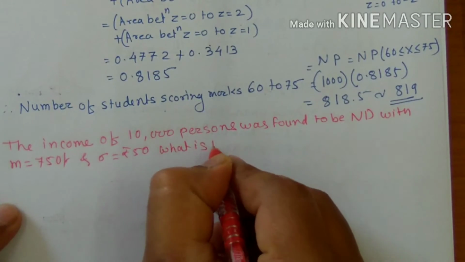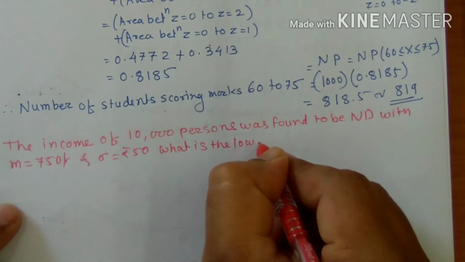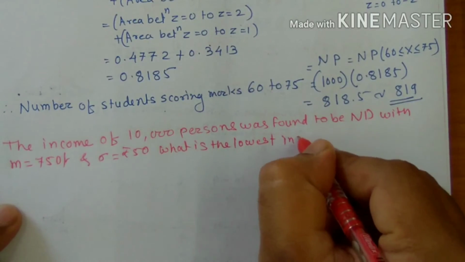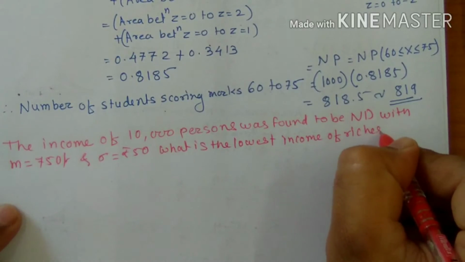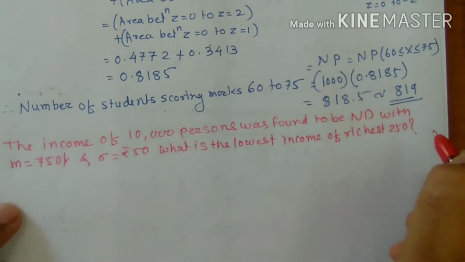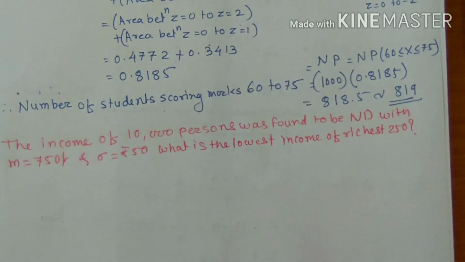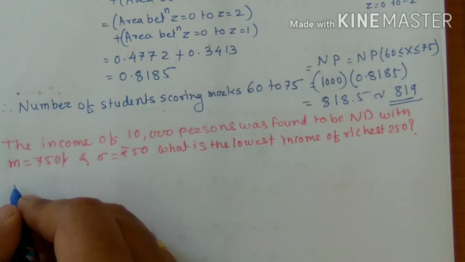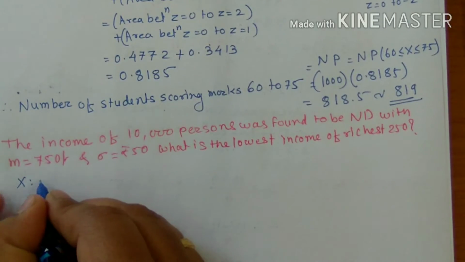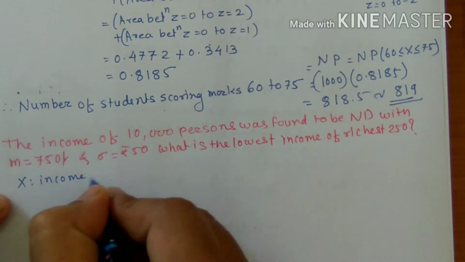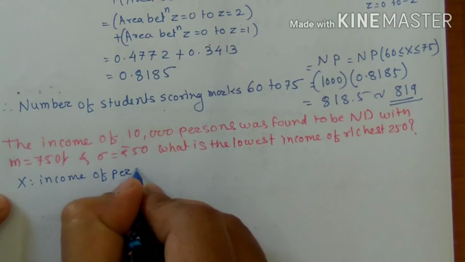What is the lowest income of the richest 250? So they have very clearly stated this problem, but this is called a reverse problem. Okay, so here we are going to estimate the x. Capital X denotes the income of a person.